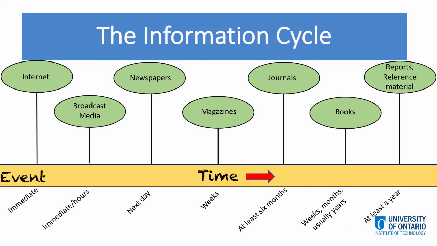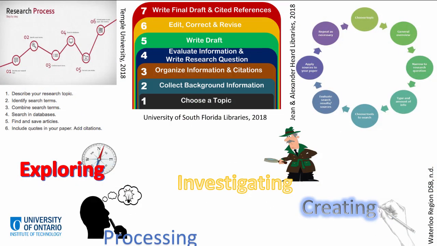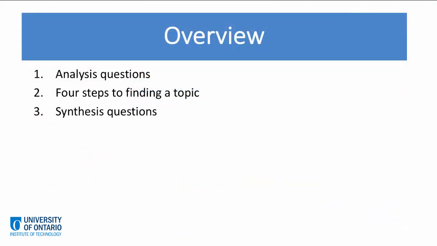We previously looked at the information cycle. This allowed us to understand how quickly news and information is disseminated. We also examined several models that describe the research process. In this video, we will briefly look at the 4 steps needed to find a research topic. We will also see how the research process and information cycle play an important role in finding a topic.